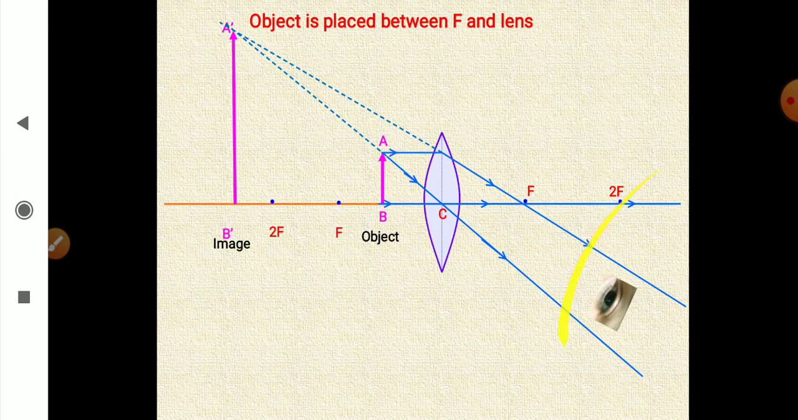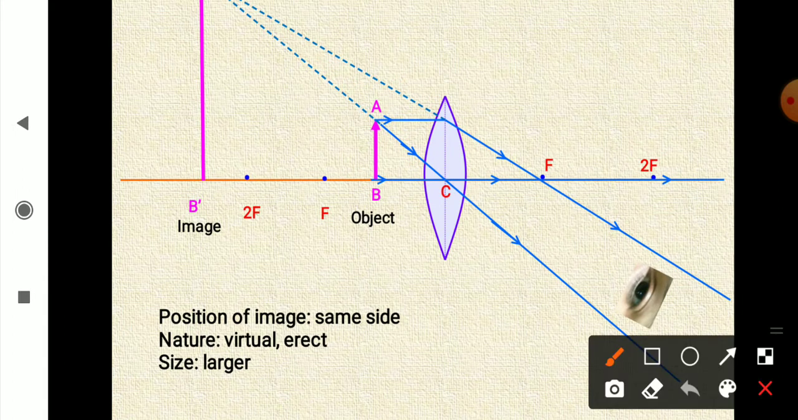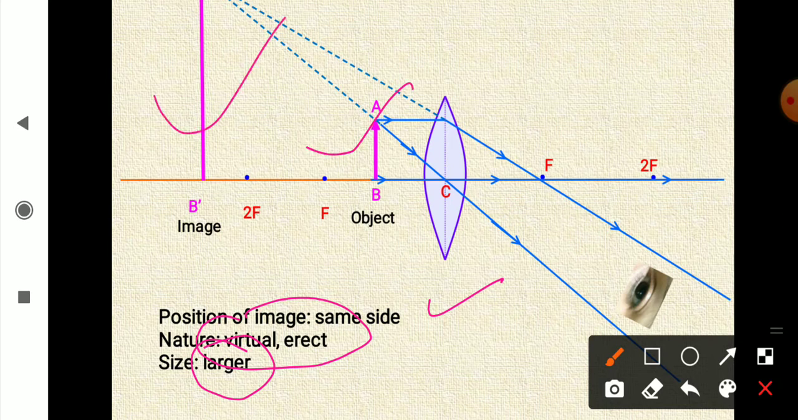So this image is a virtual image. If you are watching from here, the light appears to be coming from this point. So the position of the image is on the same side, virtual, erect and larger. It is larger than the object.